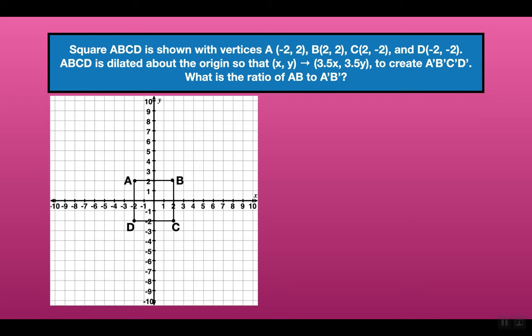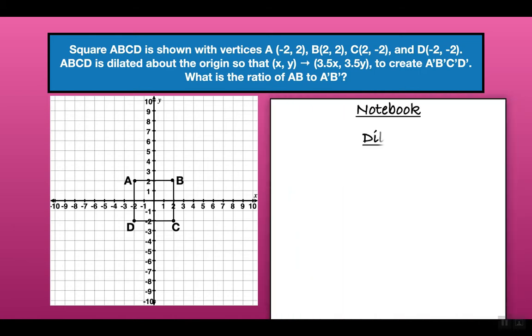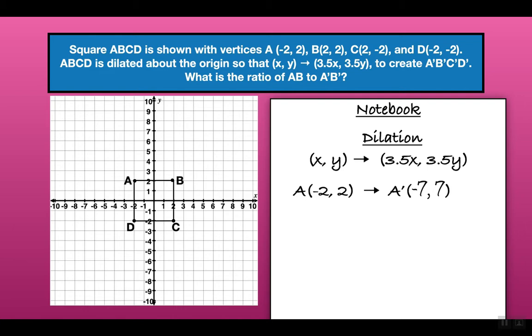So let's first dilate it. I'm going to write the algebraic rule, and let's multiply the x and the y coordinates by 3.5. So that's what I'm doing with point A. The coordinates are (-2, 2). I'm multiplying each coordinate by 3.5, and that's giving me A prime, which is at (-7, 7).